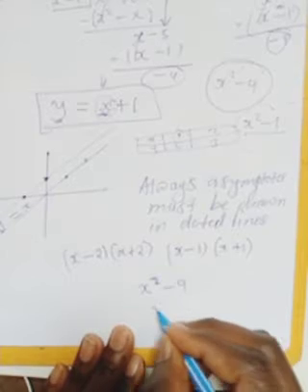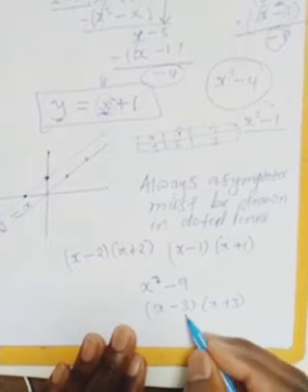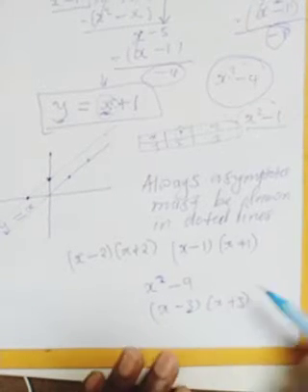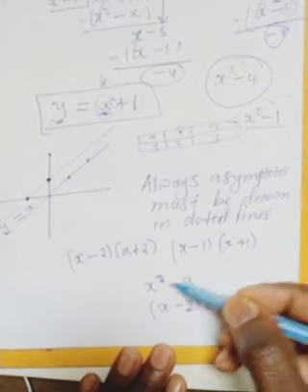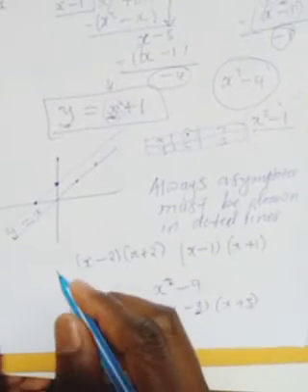Same applies if they write like this, minus 9. We are going to have x minus 3 and also x plus 3. Why am I including these numbers? It's because I know that at the end, if I multiply this and that, I'll get negative what? Negative 9.